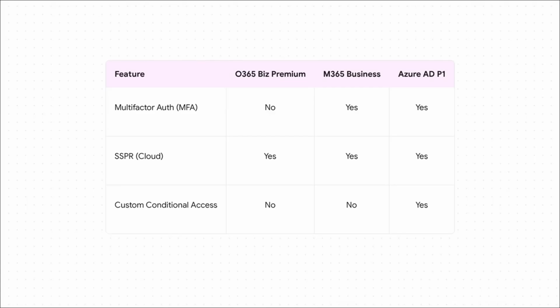You are definitely going to see questions that test whether you know the difference between plans. Now, you don't need to memorize every single feature of every single plan, but you do need to know the key differentiators. Look here. MFA is built into M365 Business, but it wasn't in the older Office 365 plan. And if you want really powerful tools, like custom conditional access policies, you need to step up to a plan like Azure AD Premium P1. Knowing those big-ticket differences is vital.